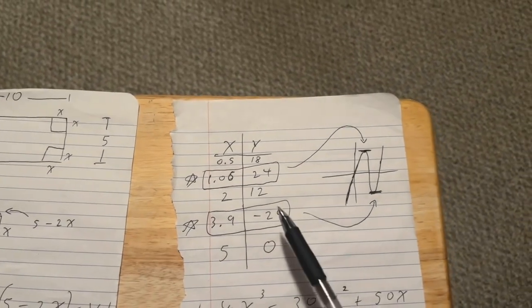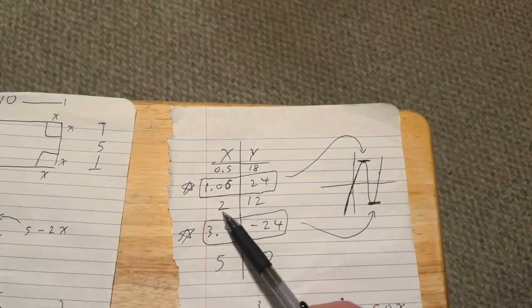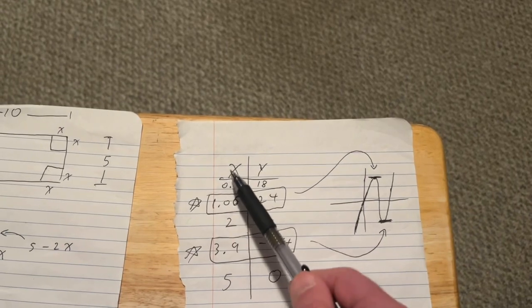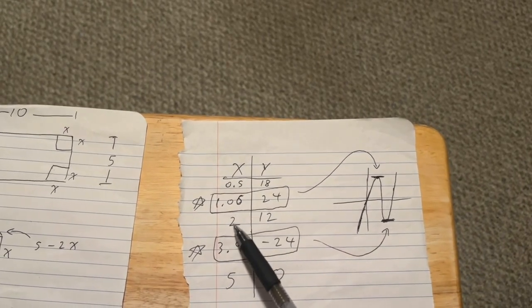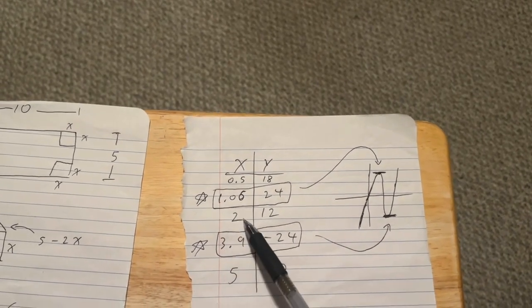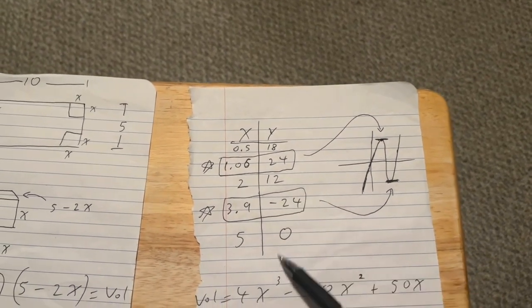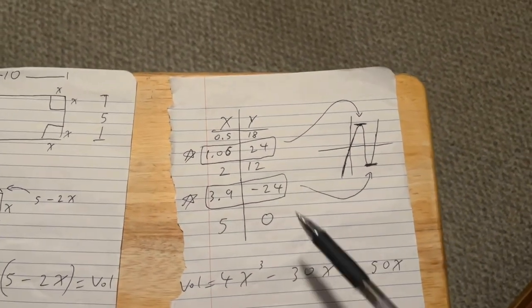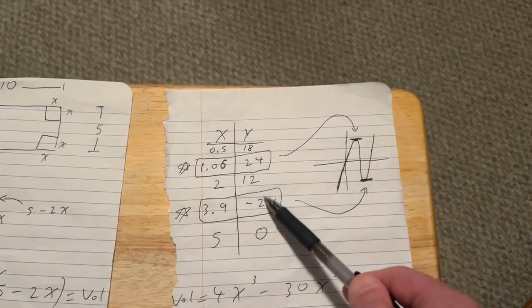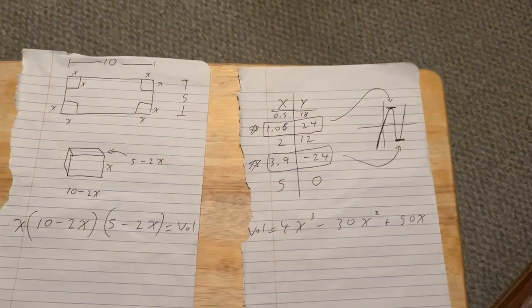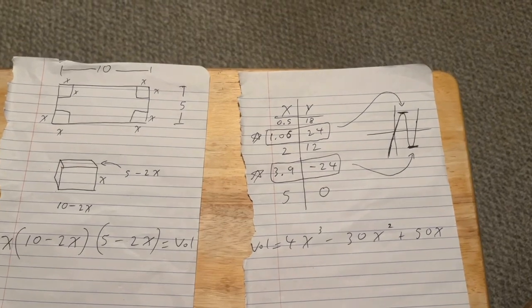To do this the old-fashioned way without the graphing calculator, plug some numbers in between. So a number before 1.06, a number between the 1 and 3, and then a number after 3.9, and see what your values are to give you an idea if you truly are at the peak and valley. And that's it. That's calculus.